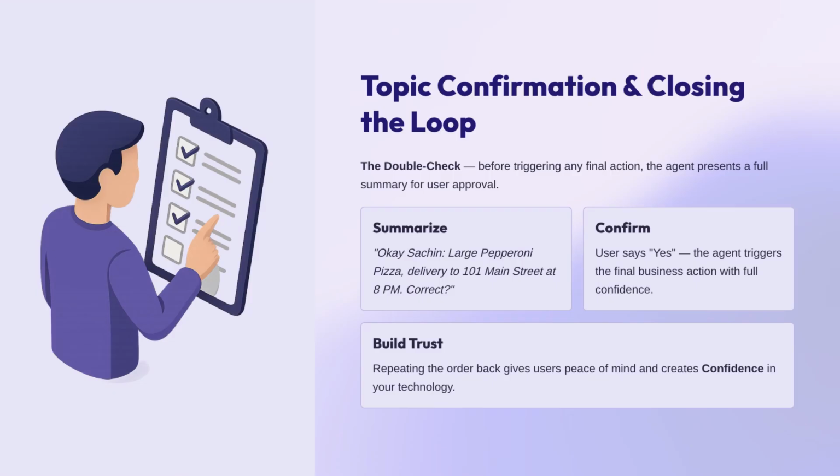This technical area focuses on using the gathered variables to present a final summary to the user, ensuring all slots were filled correctly before triggering the final business action. In a relaxed classroom tone, it simply means the double check. It is always better to be safe than sorry. Before you ship that pizza or book that flight, you show the user what the agent heard.